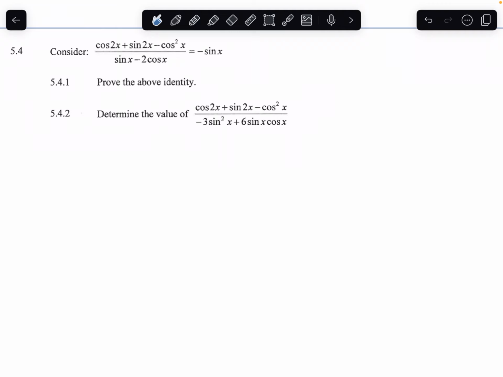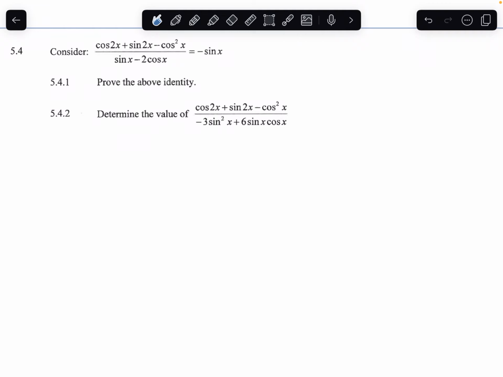Sometimes I find it a bit tough to figure out which side to use as my starting point in trying to prove the identity. But in a situation like this, it's quite straightforward to see that the left-hand side is the more complex side. There's a lot going on. So I'm going to use that as the side that I want to simplify and show that, upon simplification, it ends up simplifying to negative sin x.